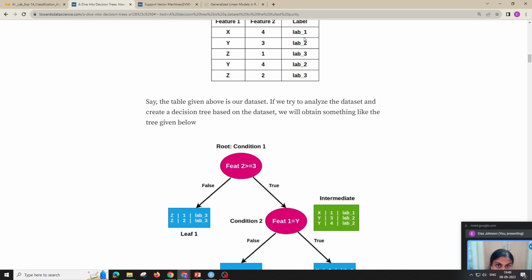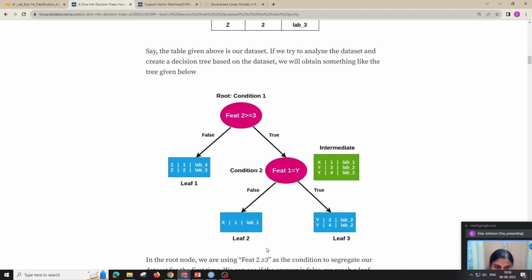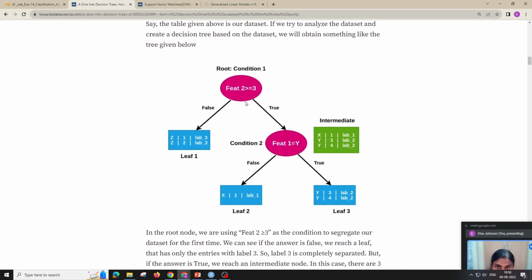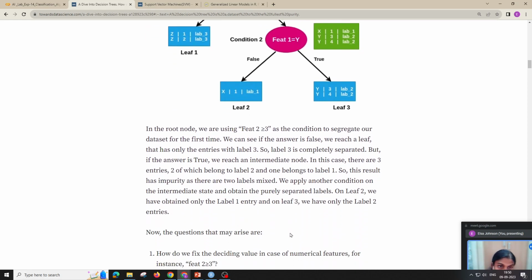Now we will be giving feature 1 equal to y. So feature 1 equal to y means lab 2, and lab 1 and lab 2 can be separated like that. If it's true, then you are getting the class as lab 2, and if it is false, you are getting the class as lab 1. So now you can see that in this intermediate level, all 3 classes are separated, right? So this tree has done that. This is known as the basic idea behind the decision tree.